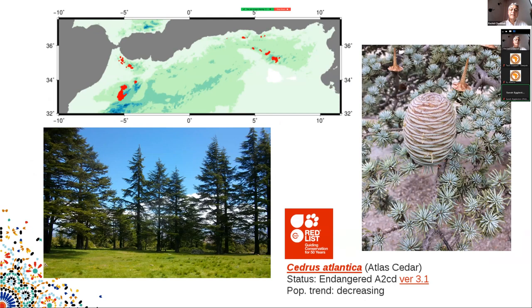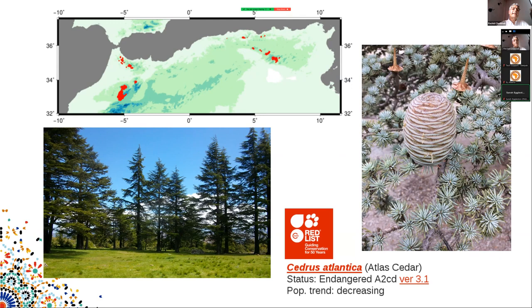The Atlas cedar, or Cedrus atlantica in Latin, is an endangered species according to the Red List of the IUCN, and the population trend is decreasing. I will show you some slides where you can see that just over the past few decades, the decline is very strong. It is a tree that can live for several centuries. The oldest cedar tree died in 2016 in the Middle Atlas, and its age was about nine centuries.